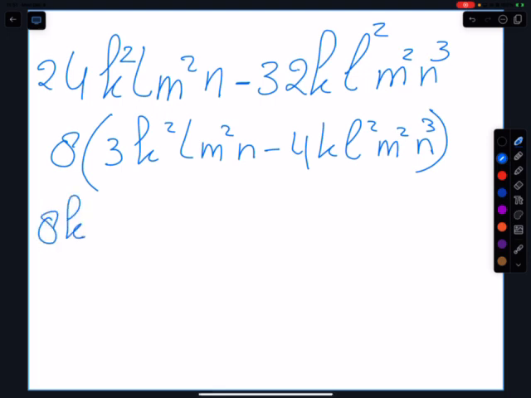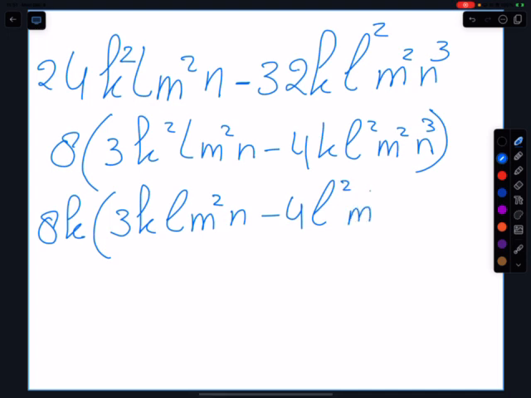So you have 8k. 3k squared divided by k is k. Then you continue. L m squared and subtract 4. K divided by k is 1. So k disappears from the brackets. L squared, m squared, n to the power of 3.